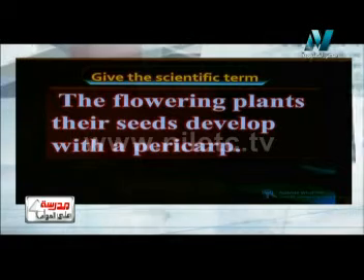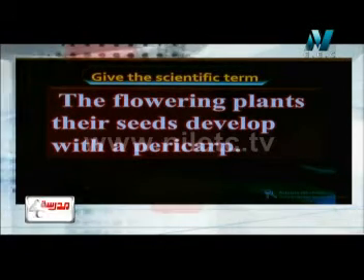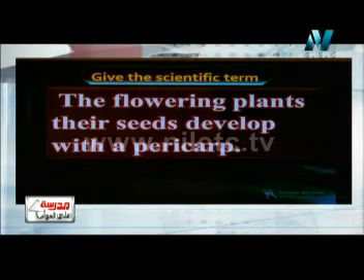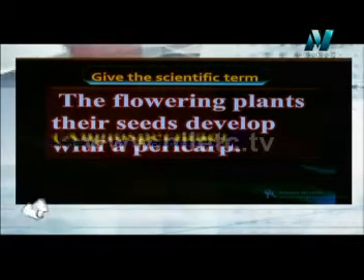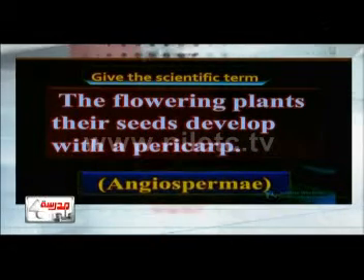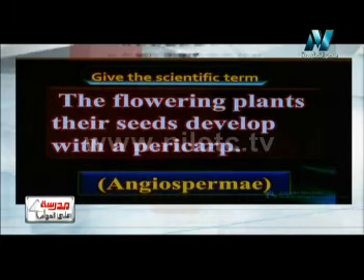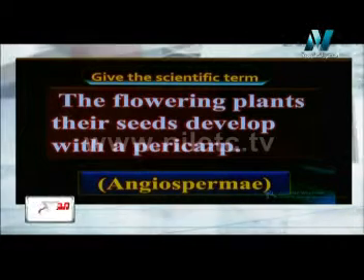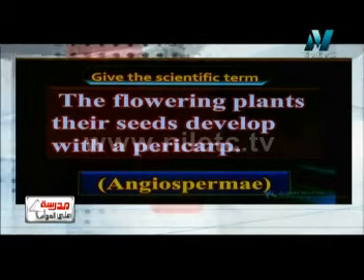The flowering plants, their seeds develop within a pericarp. The pericarp is the wall which surrounds the fruit. So the flowering plants that are responsible for the formation of fruits containing seeds are called the angiosperms. Angiosperms means the flowering plants which contain covered seeds inside the fruits. The next.